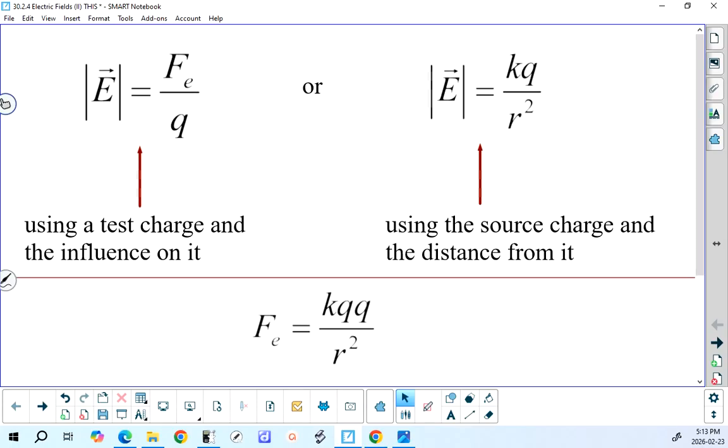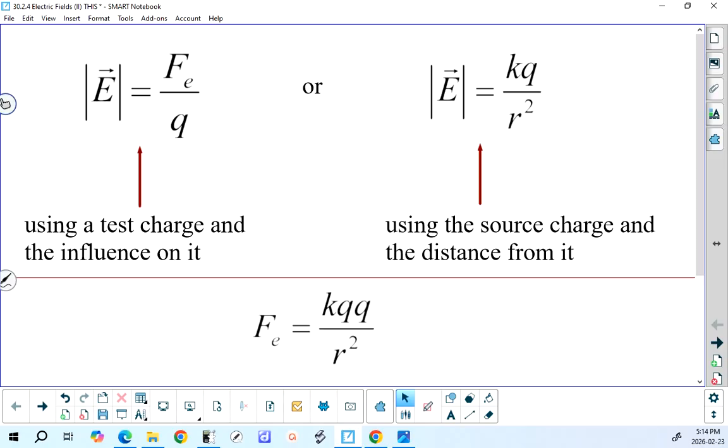I'll just remind you of the previous lesson's work where we talked extensively about fields in general, and then through a comparison between gravitational forces and fields with electric forces and fields, we were able to come up with these two formulas to calculate electric field strength. Both of these formulas calculate the magnitude of the electric field strength. The direction of an electric field is defined by the direction in which a positive test charge would be forced.